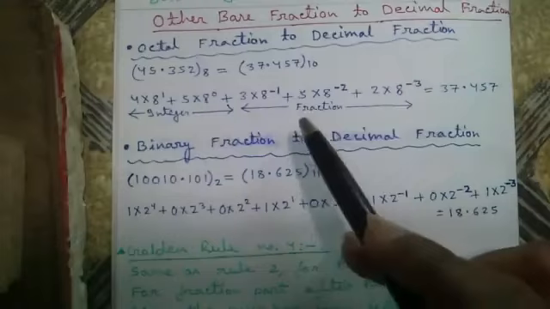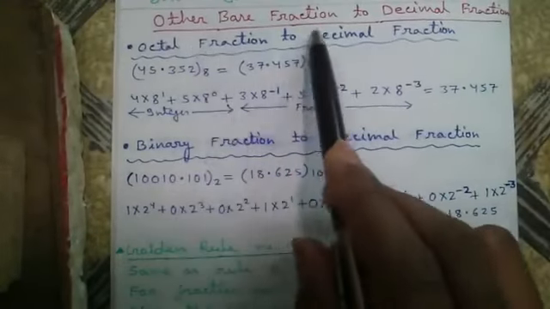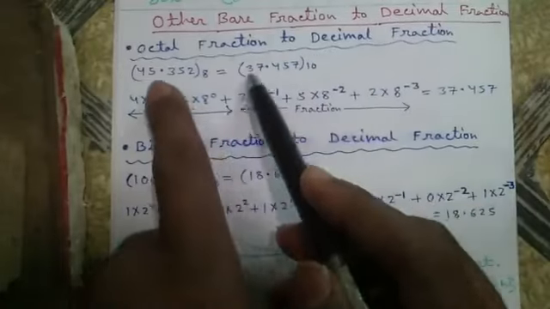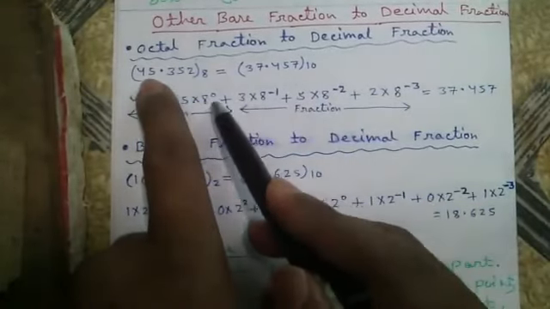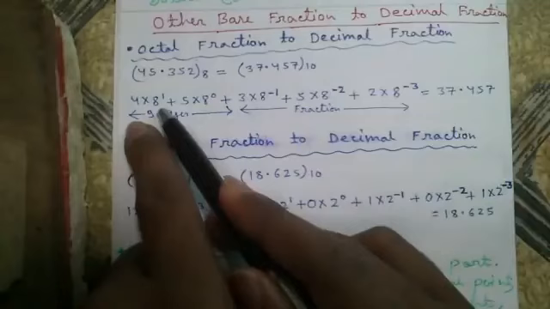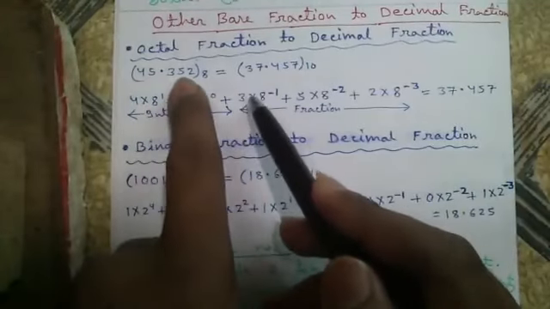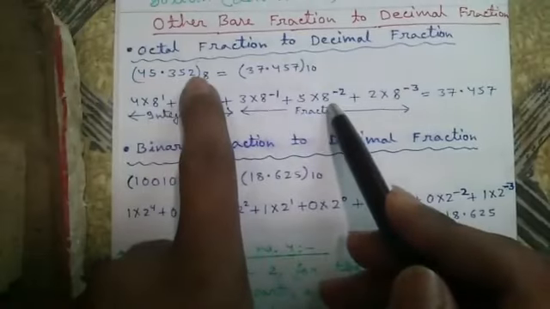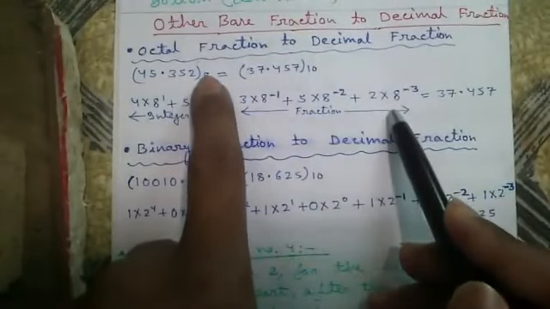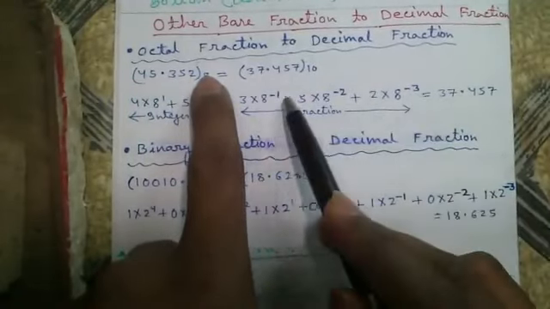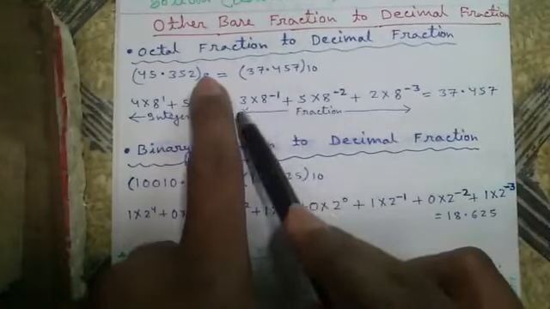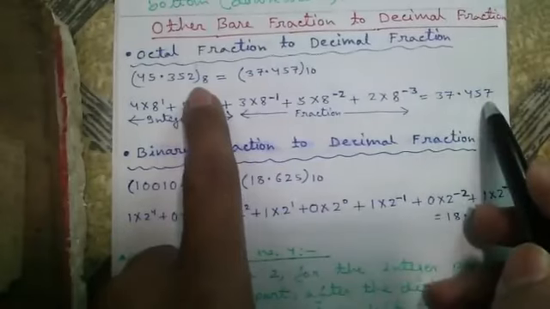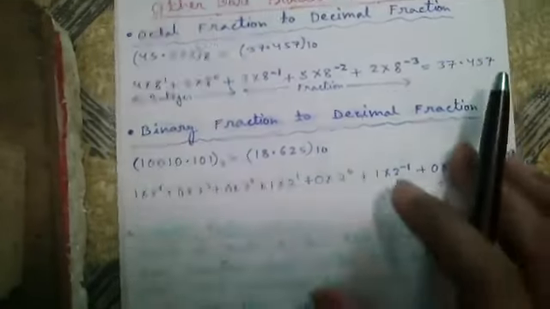Now the reverse calculation, the other base fraction back to decimal fraction, octal fraction to decimal fraction. For integer part, same process. 5 into 8 to the power 0, 4 into 8 to the power 1. For fraction, a little trick is there. 3 into 8 to the power minus 1, 5 into 8 to the power minus 2, 2 into 8 to the power minus 3. So here the base power will be negative and increasing from left to right. So it becomes 37.457 in decimal.